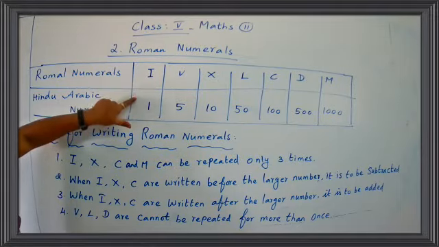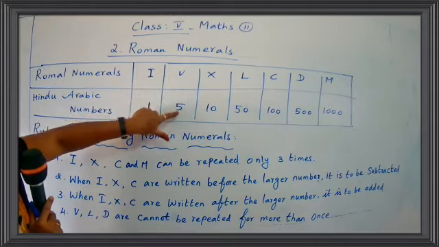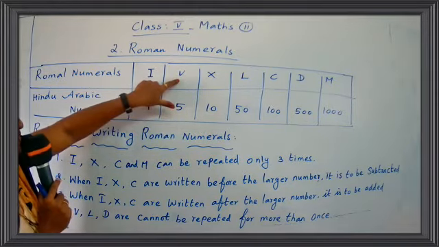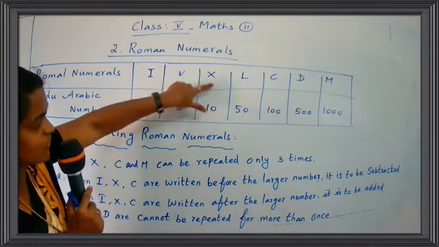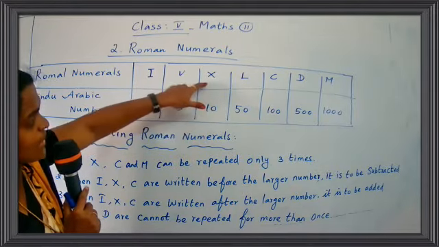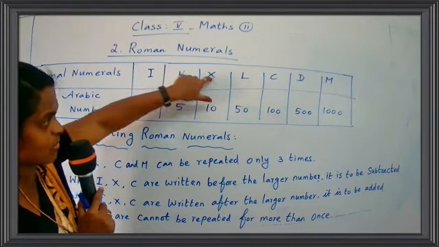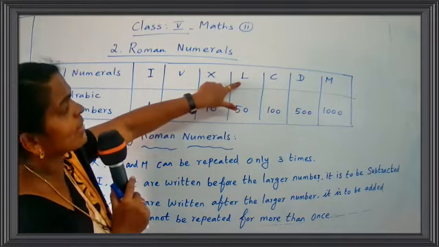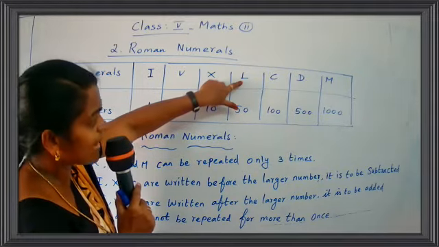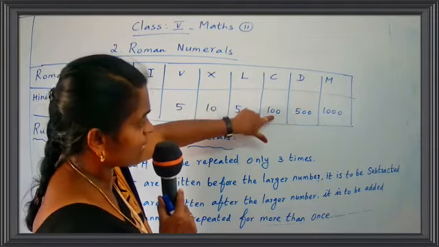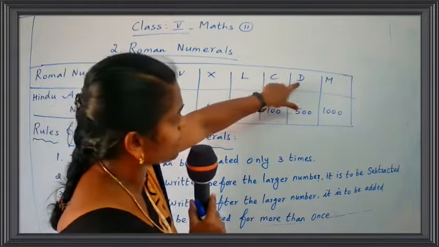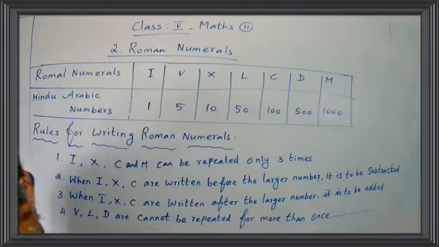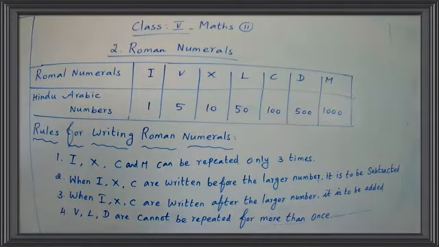Children, are you clear? And V stands for 5. So 5 can be written in Roman numerals as V. X stands for 10. 10 can be written in numeral form as X. L stands for 50. So 50 can be written in Roman numeral form as L. C stands for 100. 100 means C. D stands for 500 and M stands for thousand. Are you clear?